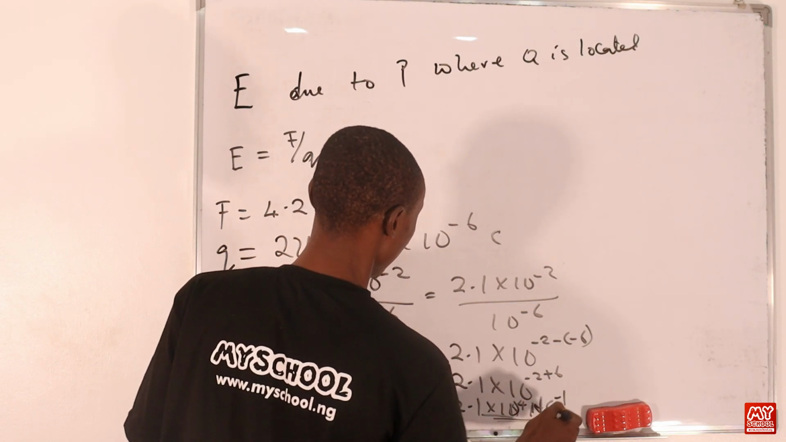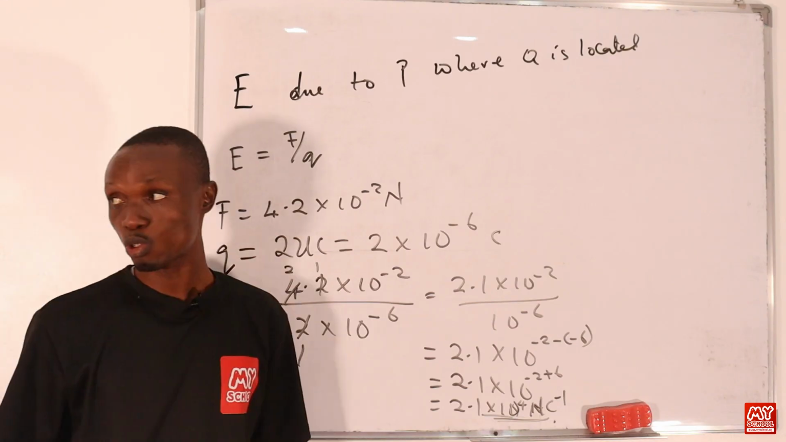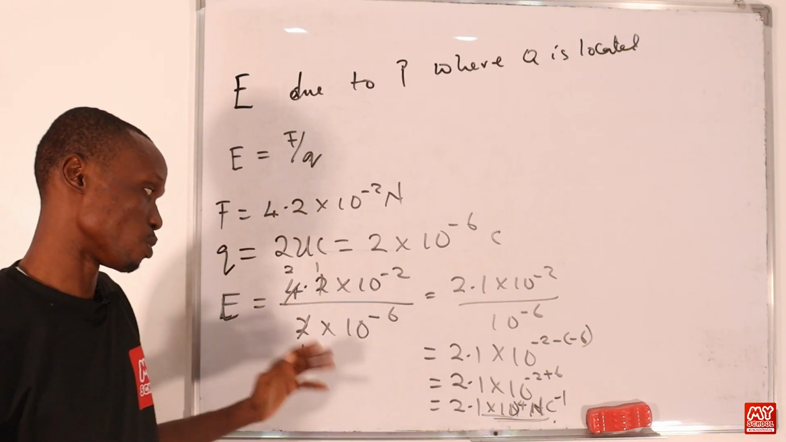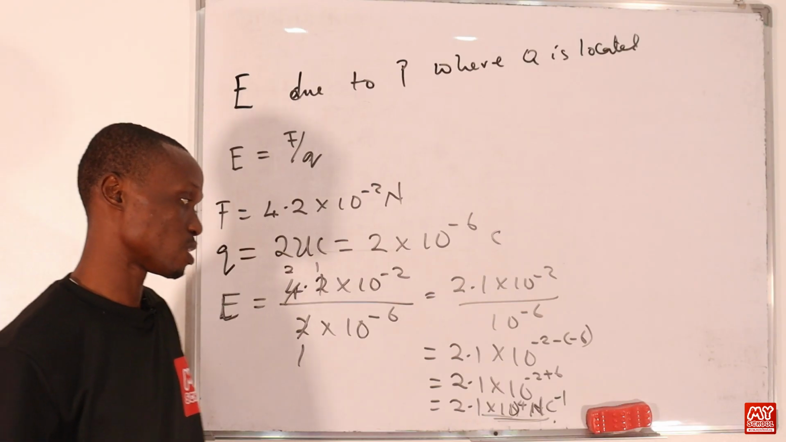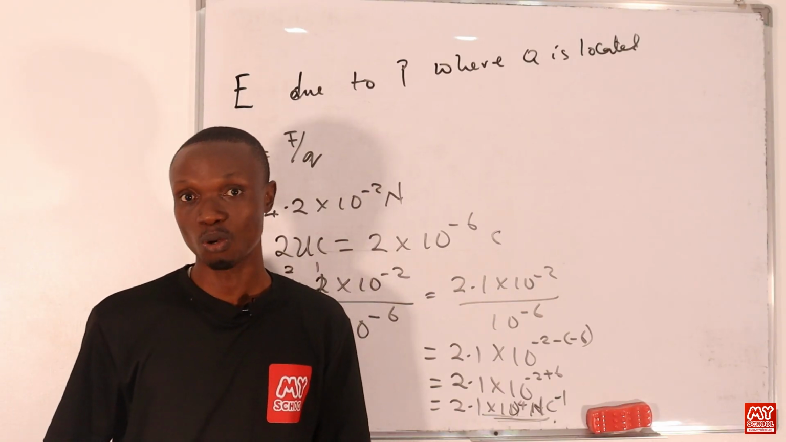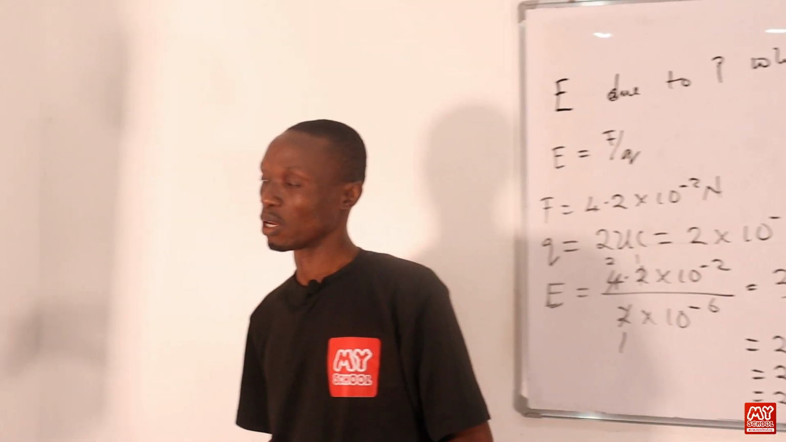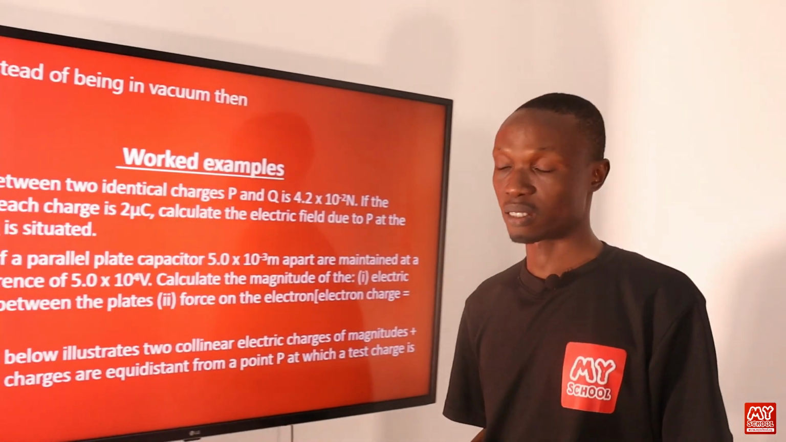since we are talking about electric field intensity. Due to P at the point where Q is located is equals to 2.1 times 10 raised to power 4 Newton per Coulomb. So let's return back to the screen to solve the remaining examples.